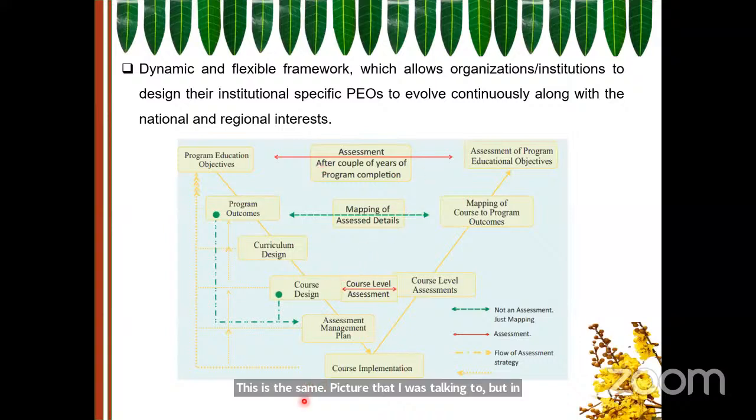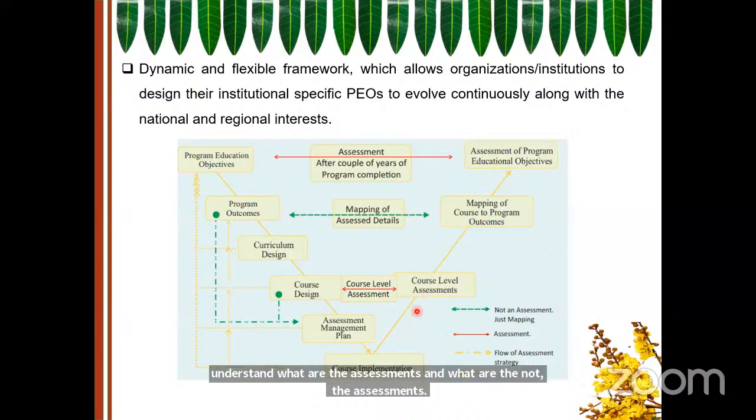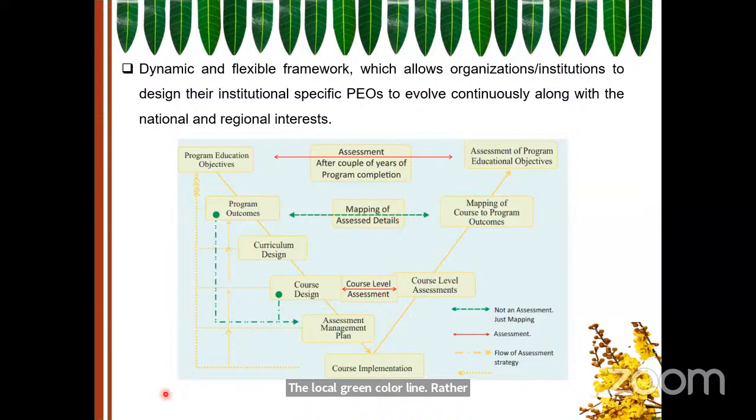This is from the UGC guidelines document that I have taken, the UGC guideline document on examination reforms and evaluation processes. In this diagram, what is the difference is we can clearly understand there is a legend here that tells us what are the assessments and what are not the assessments. And the other line, the green color line rather, sorry, will tell you what are the mapping. So this complete picture will guide you for mapping, for assessment, and for general flow.